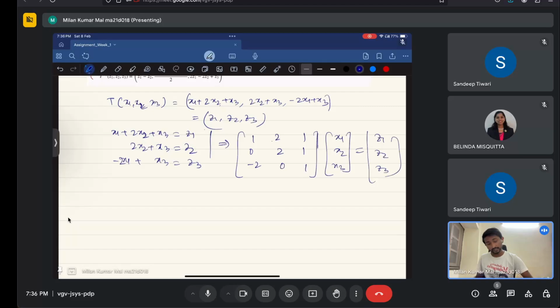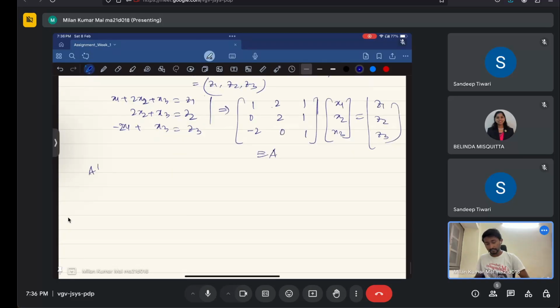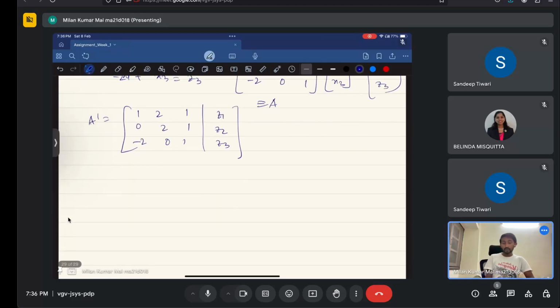So let's consider this is the matrix A, and let A dash be the augmented matrix, similarly 1 2 1, 0 2 1, minus 2 0 1, as well as z1, z2, z3. This is the thing. Okay, so now we'll do the row reduction process. That row reduction process will give everything.